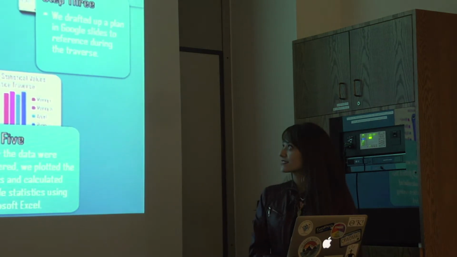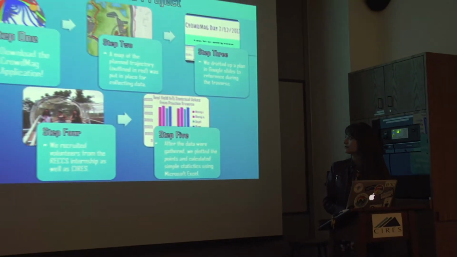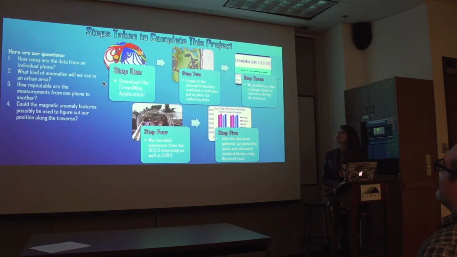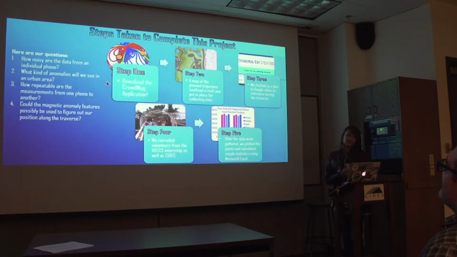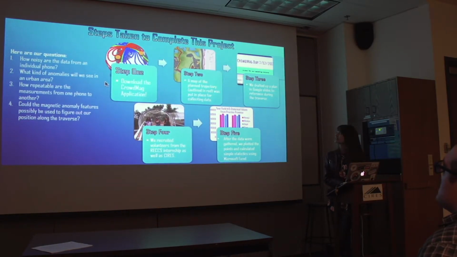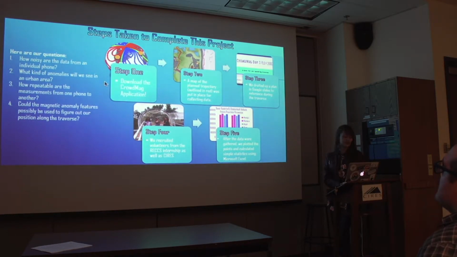This was the process taken to get our data. We had a few questions: how noisy are the data from individual phones? What kind of anomalies will we see in these urban areas? We also asked, can these measurements be repeatable throughout the phones? Can we see some similarities in between? And could we use these features as a source of possible navigation in the future?